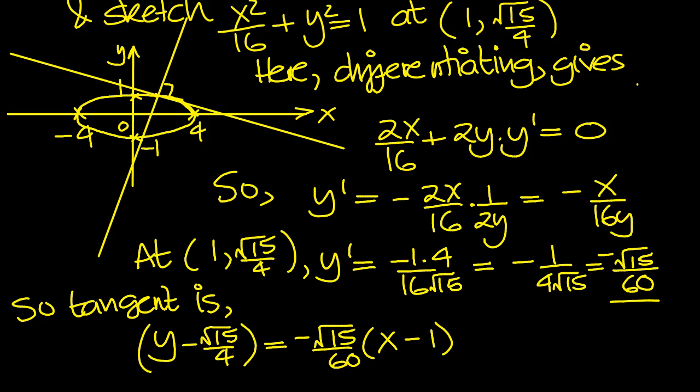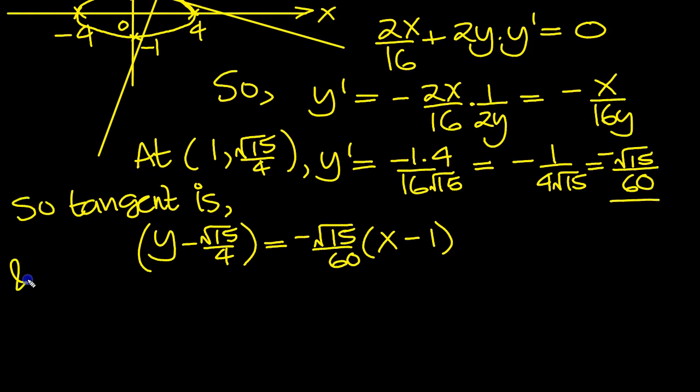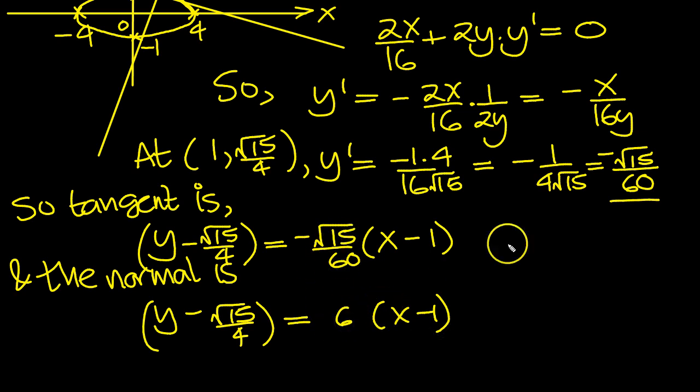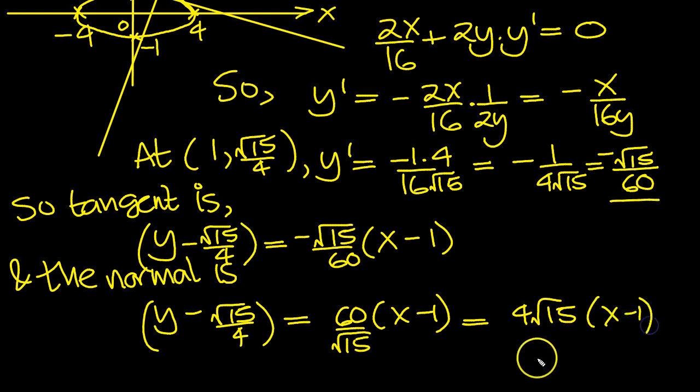And then of course the normal, which is easy to get now. The normal is going to be the identical line above for the most part. So y minus root 15 over 4 is the same, because it's the same coordinate. And the x minus 1 is okay. But this needs to be 60 over root 15. I'll put 60 over root 15 to avoid any confusion. Because that's a minus, this should be a plus. And that is equal to 4 root 15, as we said before, times x minus 1. There we go.